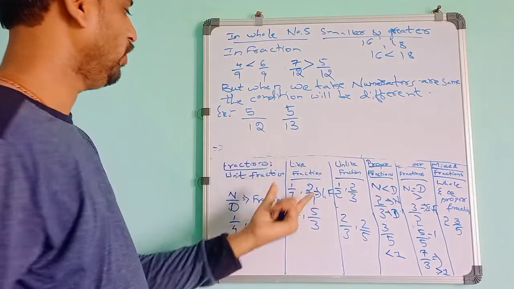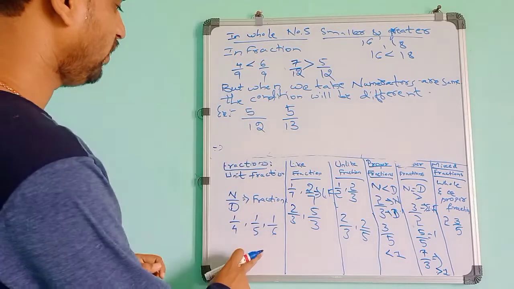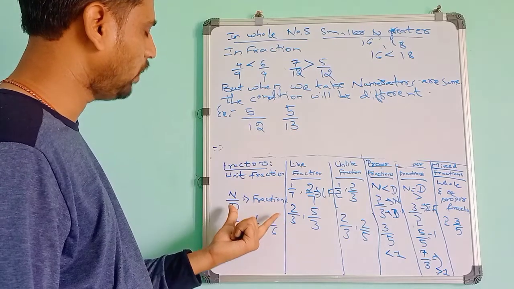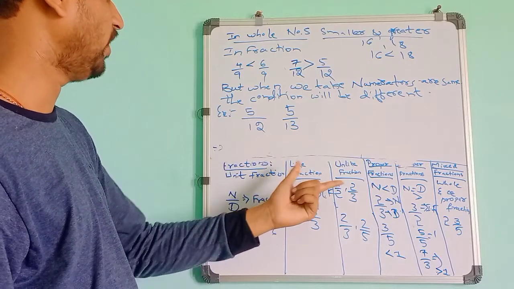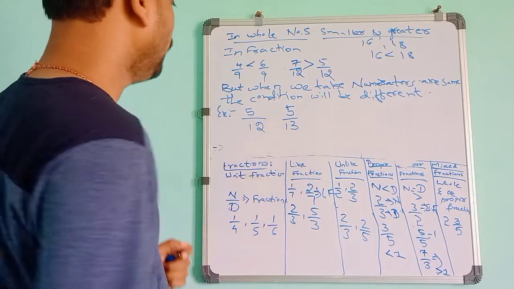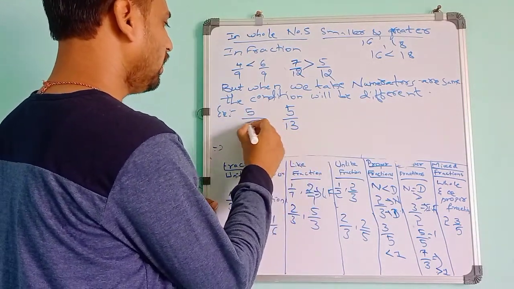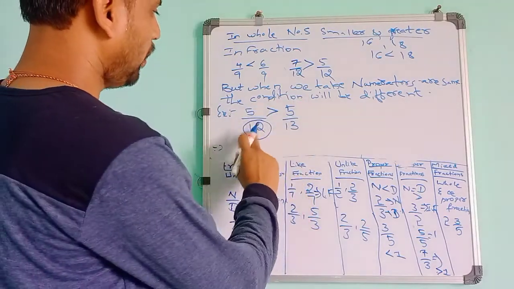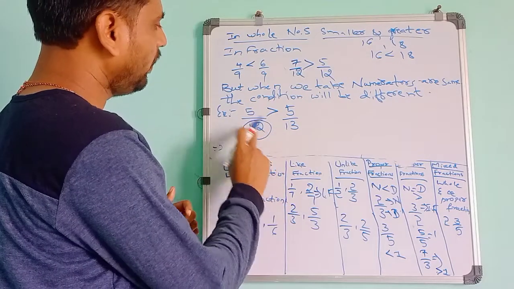A unit fraction is when the numerator value is 1. If it is other than 1, it is an unlike fraction, but numerators sometimes will be the same. So 5 by 12, 5 by 13. Here the numerators are the same, but the denominators are 12 and 13. So the smaller denominator will give the greater fraction. So 5 by 12 will be greater. The number 13 may be greater, but in fraction values, the smaller denominator gives the greater fraction.